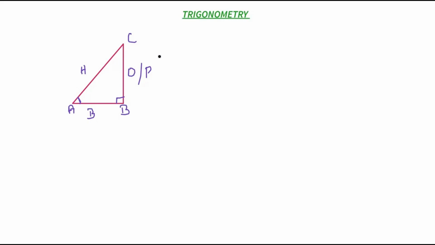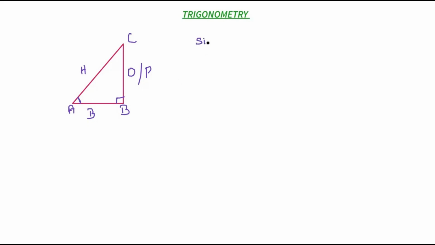Now in trigonometry we use sine, cos, tan, cosec, sec and cot. These are the new terms which you are going to learn. We have 6 trigonometrical ratios. Let's start writing the 6 trigonometrical ratios with reference to angle A. We can do it with angle C also, which I will teach you later. First, let's learn with reference to angle A.